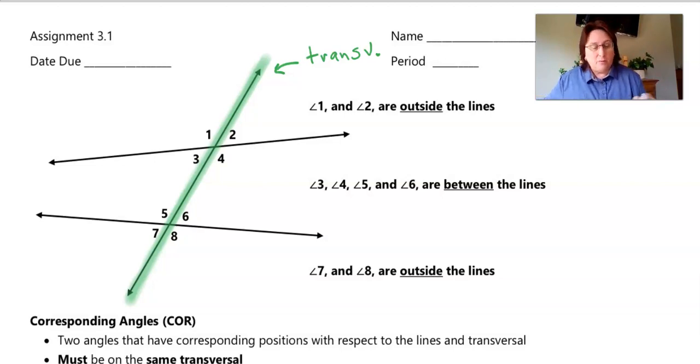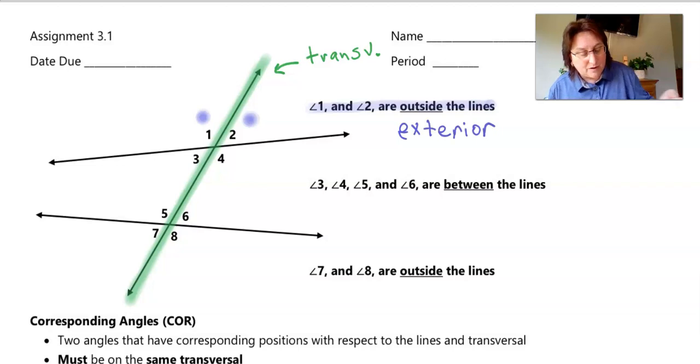Now there are certain angle relationships that are created when a transversal intersects two or more other lines. And I want you guys to notice this. Right here, it says that angles 1 and 2 are outside of the lines. So that means they're not in between the lines. They're on the outside part of the lines, aren't they? Now, ladies and gents, another word for outside the lines is exterior. They are exterior of the lines. Oh, well look, we've also got 7 and 8 down here.